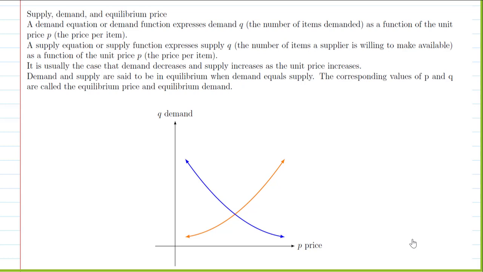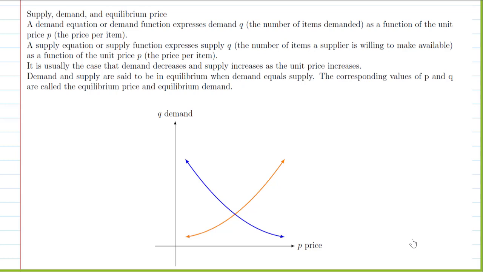All right, so supply, demand, and equilibrium price. So a demand equation, or the demand function, expresses the demand Q, the number of items demanded, as a function of the unit price P, or the price per item. A supply equation, or a supply function, expresses the supply Q, the number of items a supplier is willing to make available, as a function of unit price P per item.